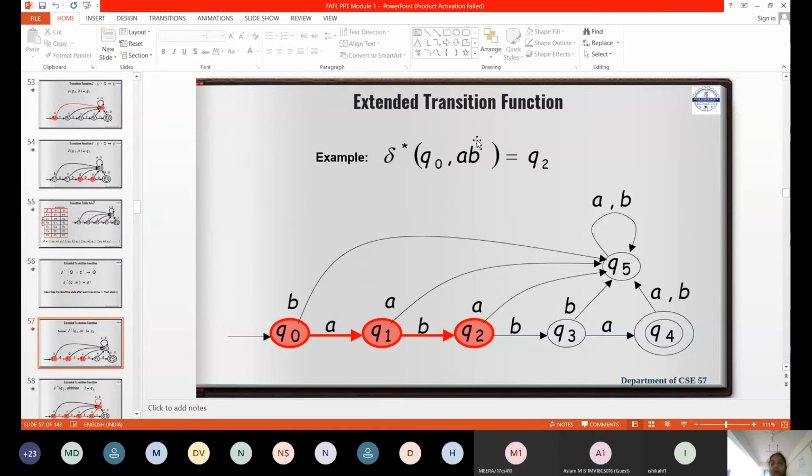Then for Q1, I have to apply B. It is going to Q2. What is the end result of this extended transition function? Q2. Do you say now it is acceptable? No, because Q2 is not a final state. So that's why extended transition function is helpful for us to check whether the string is going to be accepted by the machine or not.